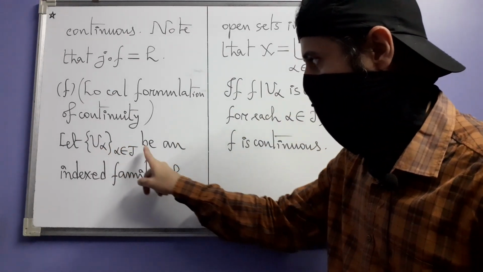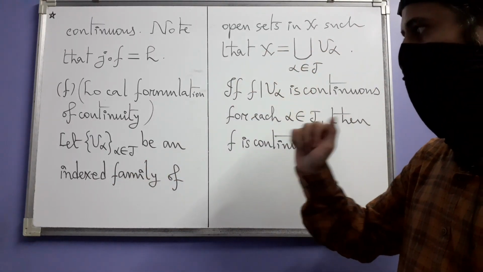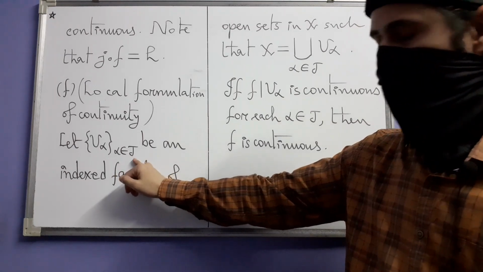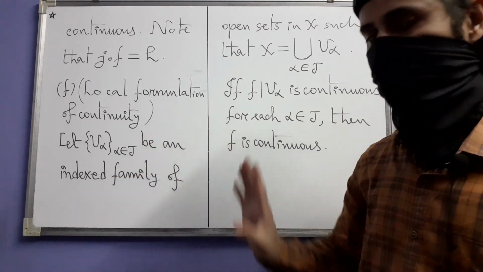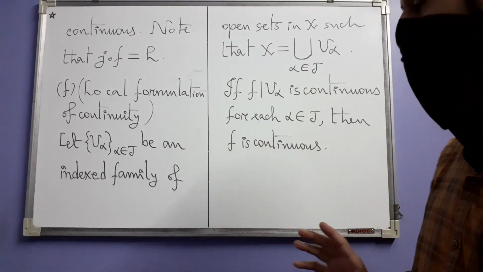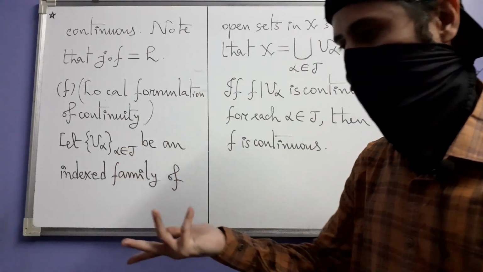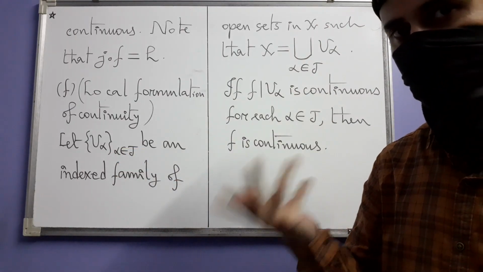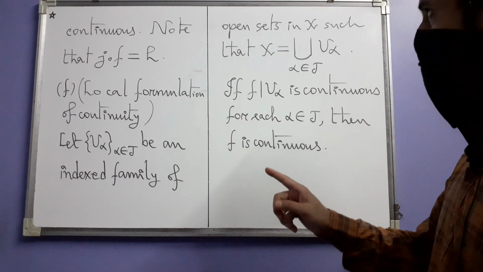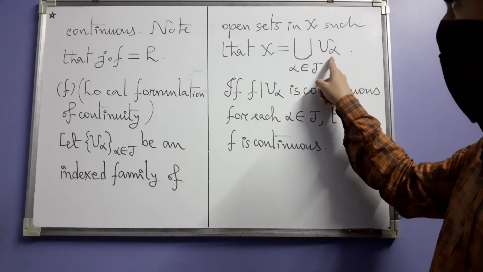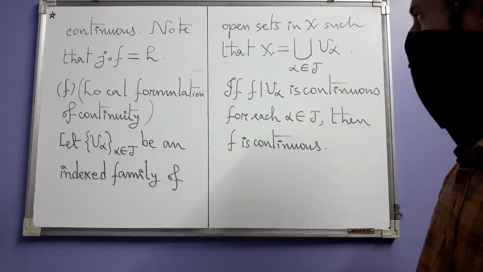And then we have these things. Let U alpha be an indexed family of open sets in X, where alpha varies over some index set J. What does this mean? Basically, it just means that for each alpha in J, there is an open set U alpha in X. That's what it means, nothing more than that, such that the union of these U alphas is X itself, the space X.